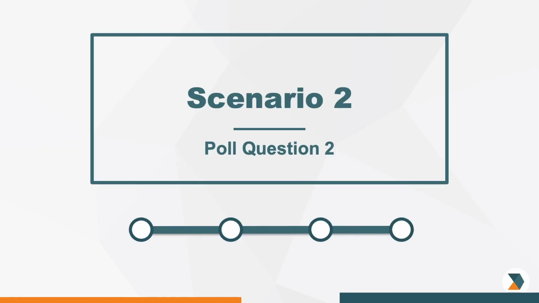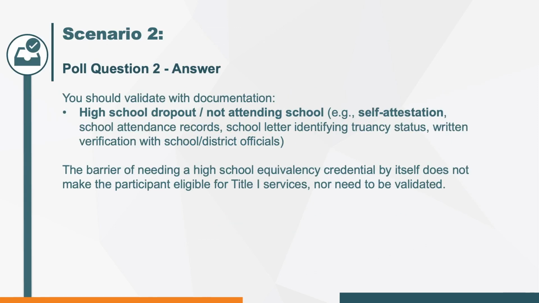We'll move on to poll question 2. What barriers do I have to validate with supporting documentation? Yes, the correct answer. You should validate with documentation for high school dropout, not attending school. As an example, self-attestation, school attendance records, school letters identifying truancy, and any other written documentation and verification from the school district. The barrier of needing a high school equivalency credential by itself does not make the participant eligible for Title I services, nor need to be validated.